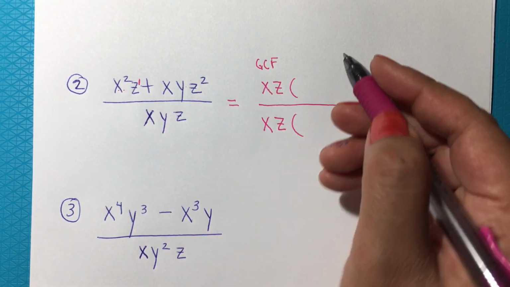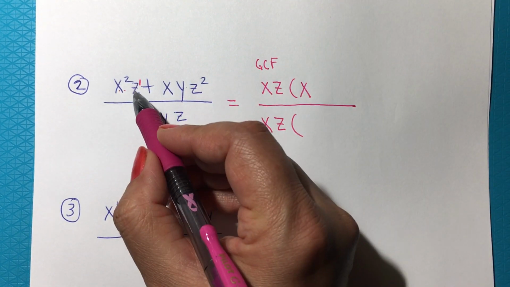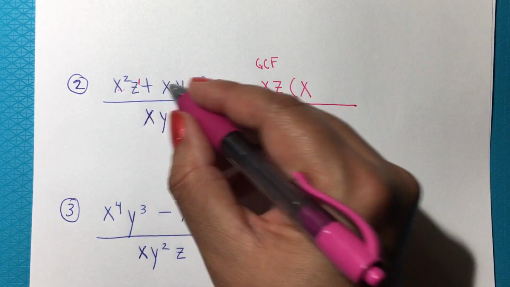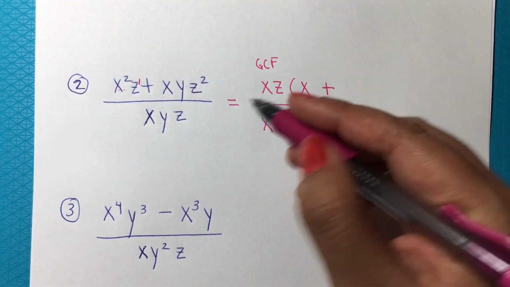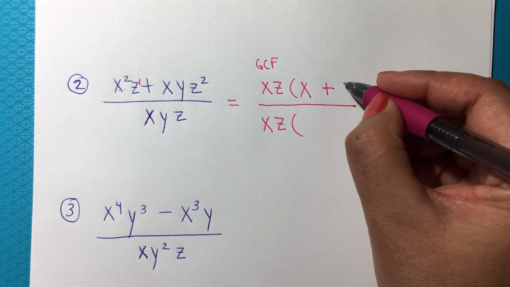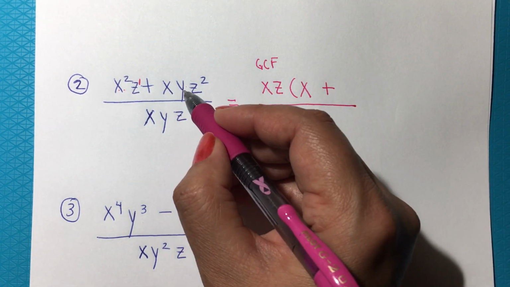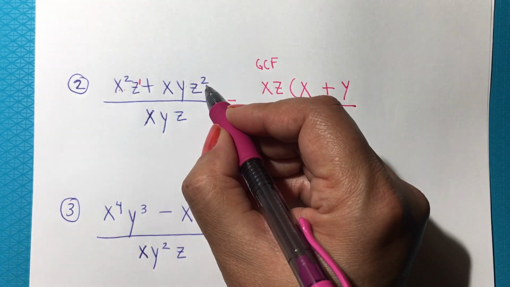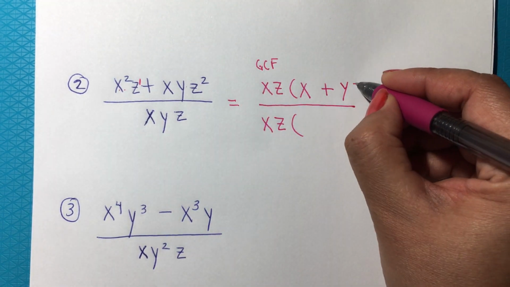X squared divided by x is x. Z divided by z is 1. We don't put it. Then positive divided by positive is positive. X divided by x is 1. We don't have y in here, so we just bring it over. Z squared divided by z is z.